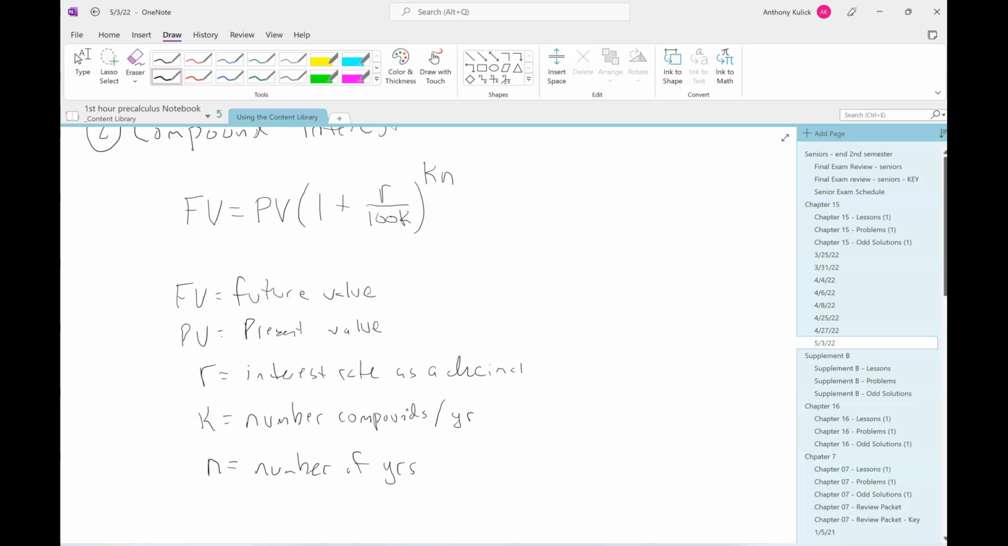So when it talks about the number of compounds per year, it'll usually say something like interest compounded quarterly. That would mean 4 times per year. Maybe it was compounded monthly, which would be 12 times per year. It could be compounded semi-annually, which would be twice a year, or compounded yearly, which is just one time per year, or compounded daily, 365 times a year. You kind of get the idea. Or weekly, how many weeks are in a year? 52. Good job, guys.